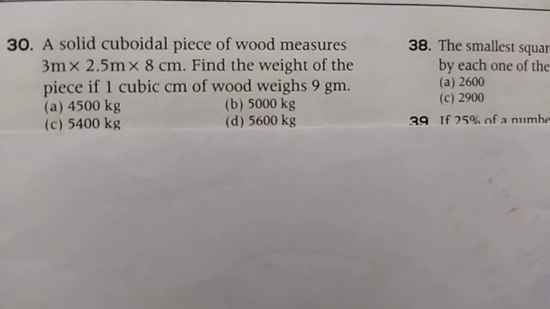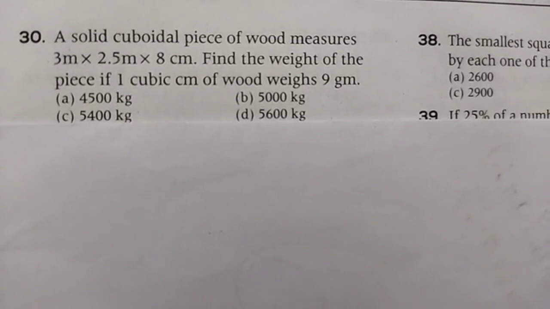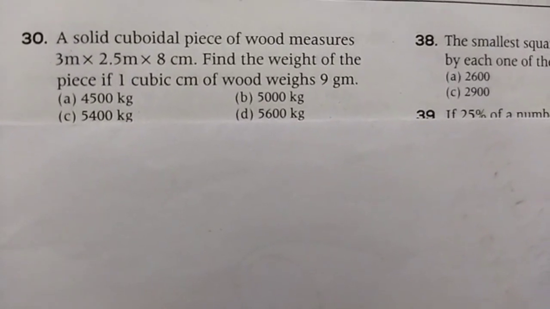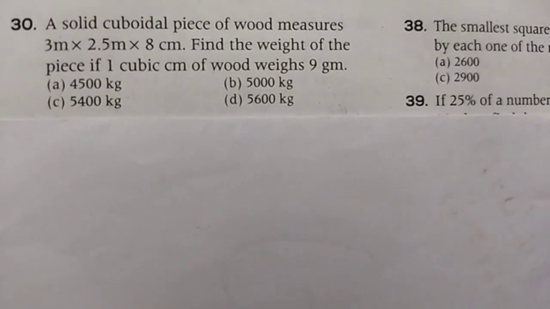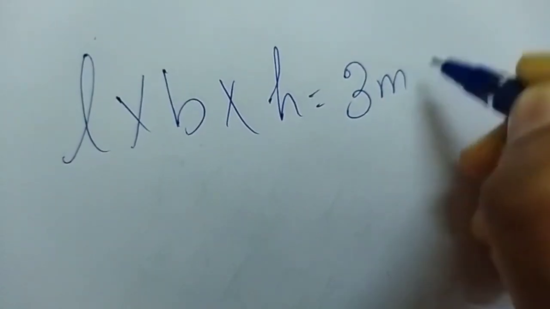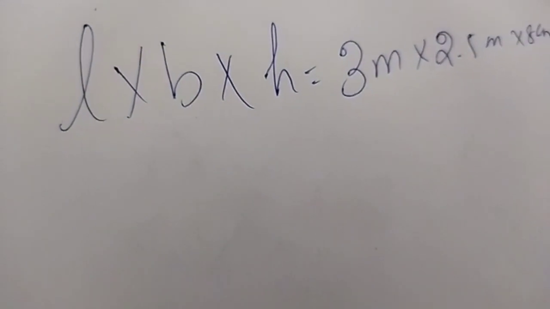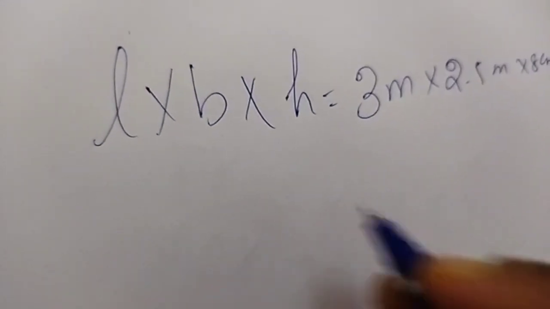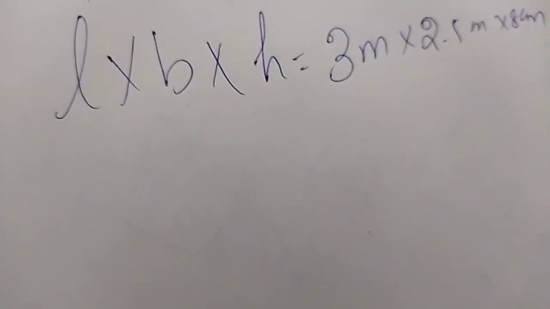A solid cuboidal piece of wood measures 3 meter into 2.5 meter into 8 centimeter. Find the weight of the piece if 1 cubic centimeter of wood weighs 9 gram. The dimensions of the cuboidal piece is given. So dimensions, that is length into breadth into height, L into B into H, is given as 3 meter into 2.5 meter into 8 centimeter. So what we are going to do is convert length and breadth to centimeter. That way we can find the volume in cubic centimeter.